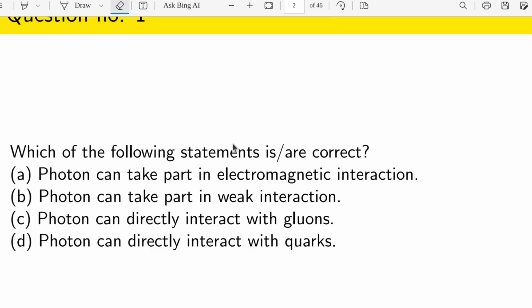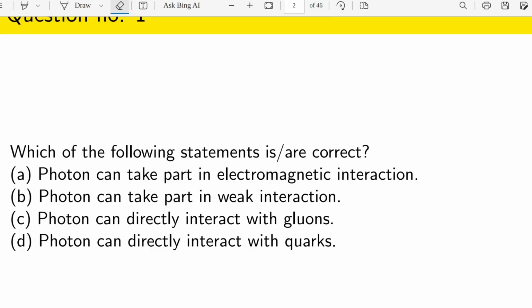In that week's lecture, Professor Paulus told about how photon can interact in different forces, like electromagnetic forces, weak forces, strong forces, and the gravitational forces. Obviously, photon takes part in electromagnetic interaction because photon is the mediator for the electromagnetic interaction. They are asking which of the following statements is or are correct. That means among these 4 statements, one or more than one option may be correct. So first, photon can take part in electromagnetic interaction, that will be exactly correct because photon is the main mediator of electromagnetic interaction.